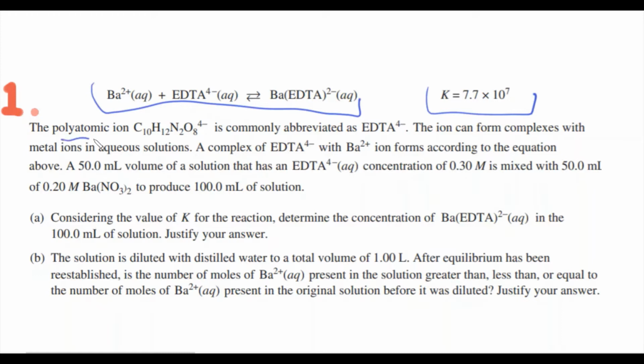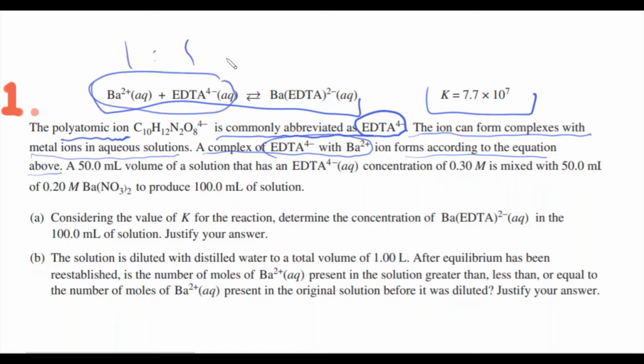Number 1, the polyatomic ion is commonly abbreviated as EDTA4-. The ion can form complexes with metal ions in aqueous solutions. A complex of the two ions form according to the reaction above. So this is the reaction, and they're all in a 1:1:1 ratio, which is nice. A 50 mL volume of a solution that has an EDTA4- concentration of 0.3 molar is mixed with 50 mL of 0.2 molar of barium nitrate to produce 100 milliliters of solution.